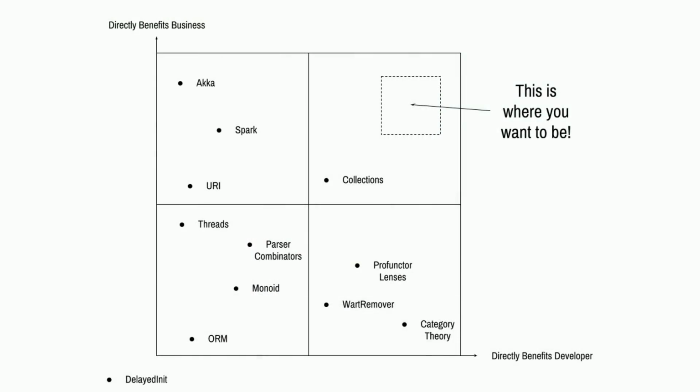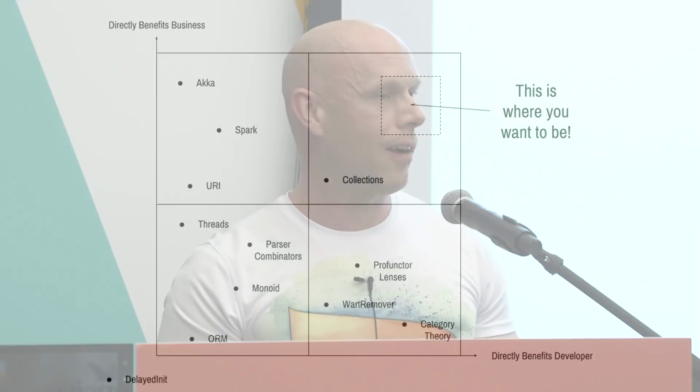But where we really want to be is the top right-hand quadrant of this graph, where we're doing things that help a developer reason about their software and build correct code and so forth, and directly benefit them, make them a better software developer. But also things that directly benefit the business. They have a direct impact on things that matter, bottom line things that matter to the business.